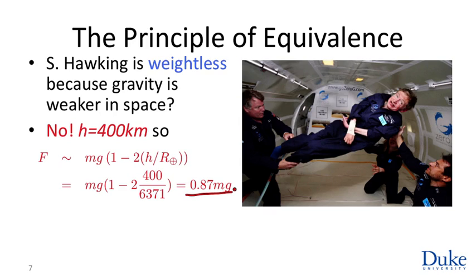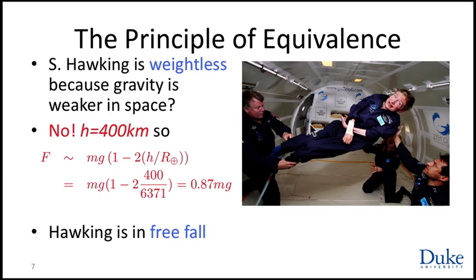Why then are astronauts weightless in the space station? Why is Hawking weightless in this picture? Stephen Hawking is far too important to humanity to allow him to travel to space and take the risks of real space travel. Hawking is weightless because, in fact, he is accelerating towards the ground with an acceleration that is essentially g. When you are in free fall, there is no gravity, and there's a beautiful demo that explains this.